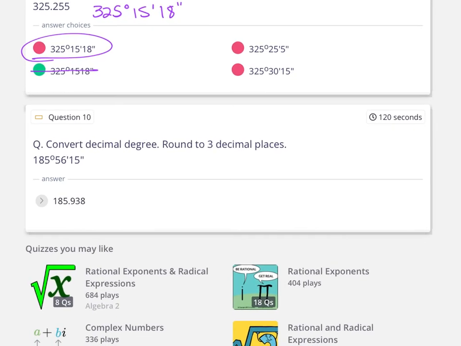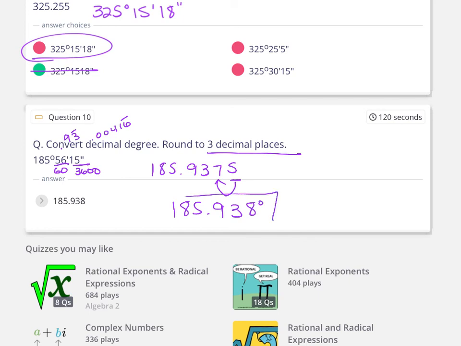And number 10, convert to decimal degree. I'm going to take that 56 and divide it by 60, and take that 15 and divide it by 3600. 56 divided by 60 is 0.93 repeated. 15 divided by 3600 is 0.00416 repeated. So I'm going to add that to the 0.9333333 repeated and add that to the 185, and I get 185.9375. Rounding to 3 decimal places bumps that up to 185.938 degrees.